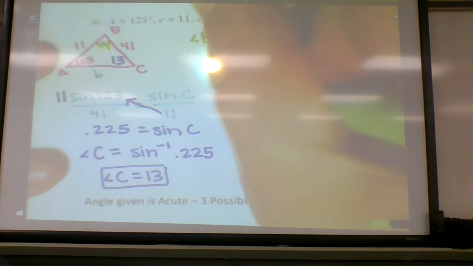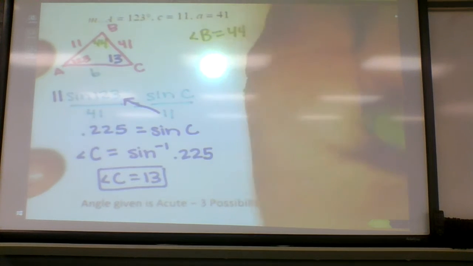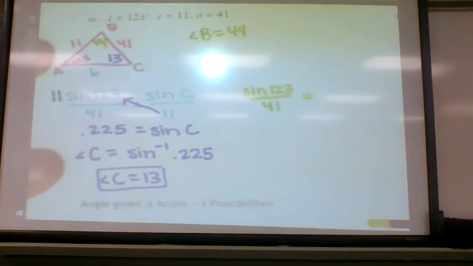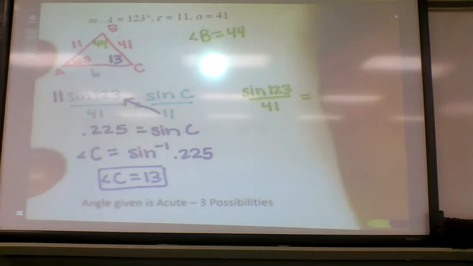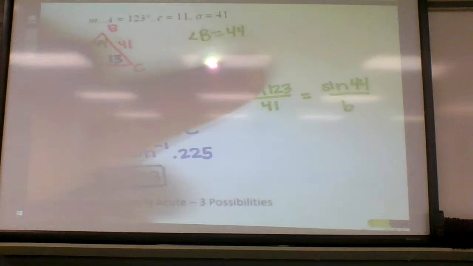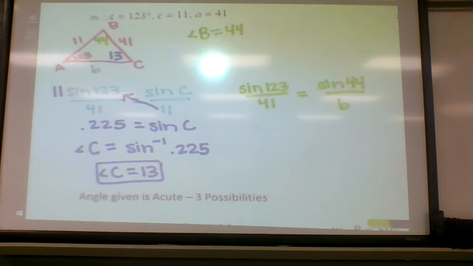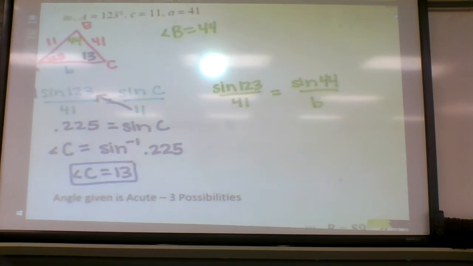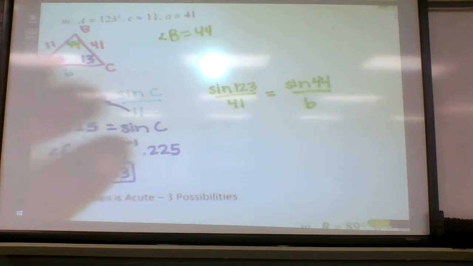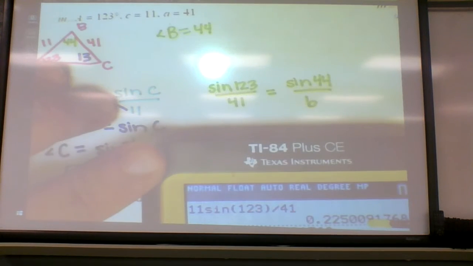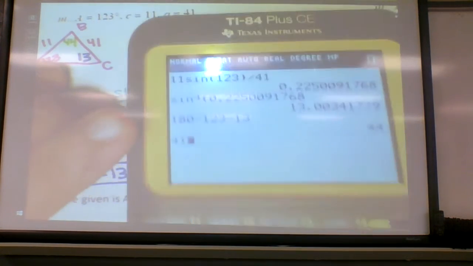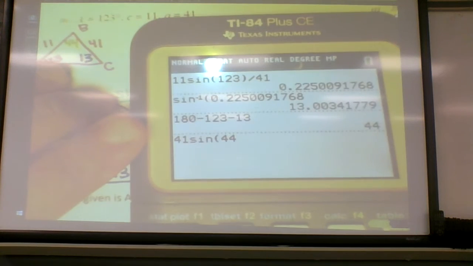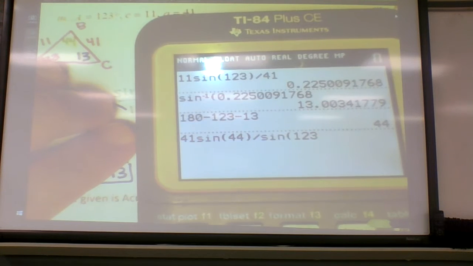So this would be sine of 123 over 41 equals the sine of angle B, so 44, over little b. And that is the equation that we solved on the front, yes? So we do not need a sine inverse to solve this second half here. You can just go ahead and cross multiply, right? So this will be 41 times the sine of 44, close the parentheses, and then divide it by the sine of 123.